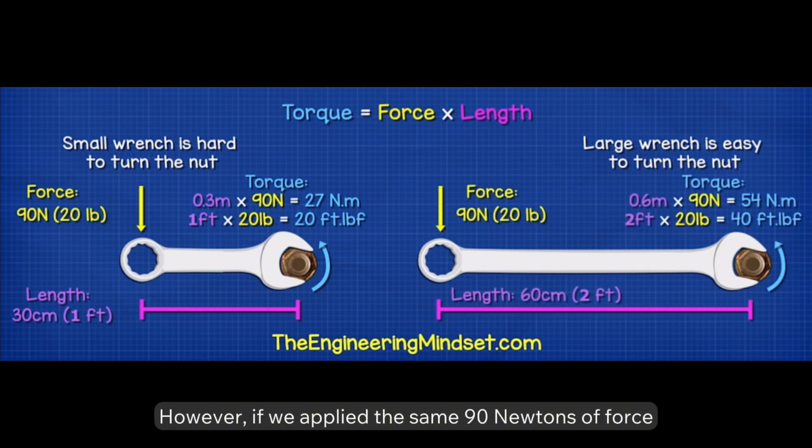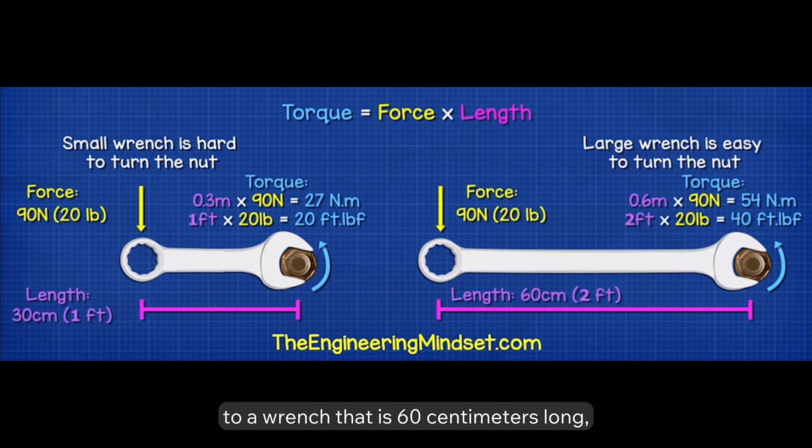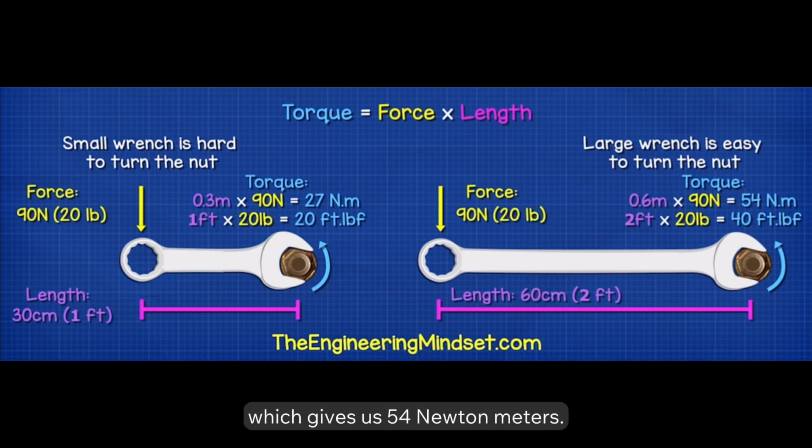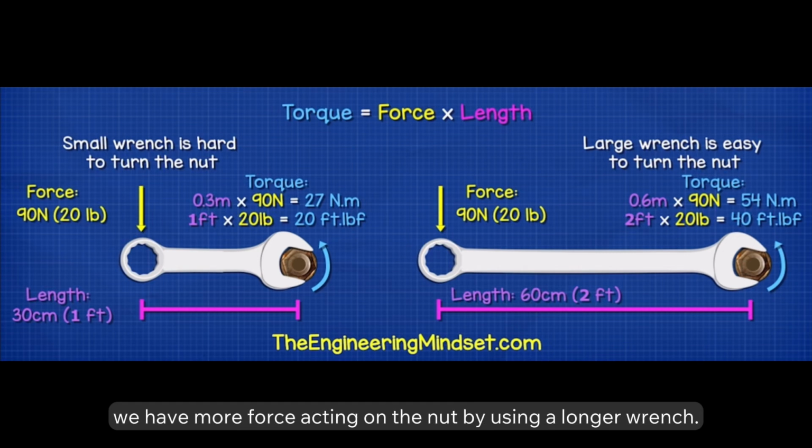However, if we apply the same 90 newtons of force to a wrench that is 60 centimeters long, then we would get 0.6 meters multiplied by 90 newtons, which gives us 54 newton meters. So, from this simple formula, you can see we have more force acting on the nut by using a longer wrench.